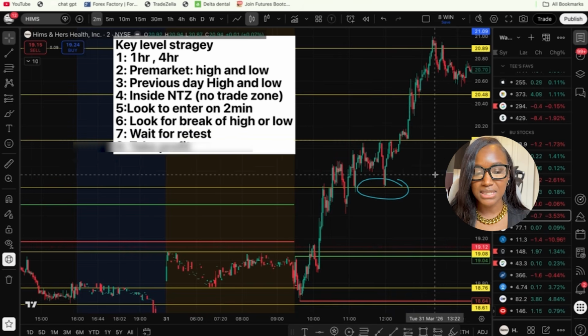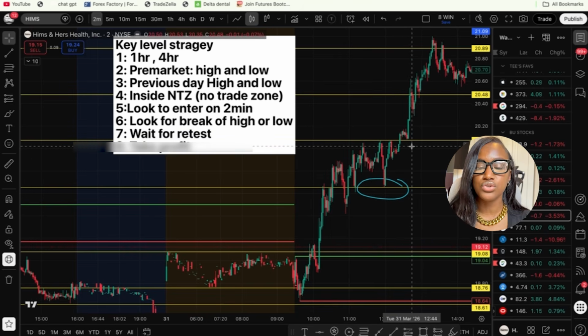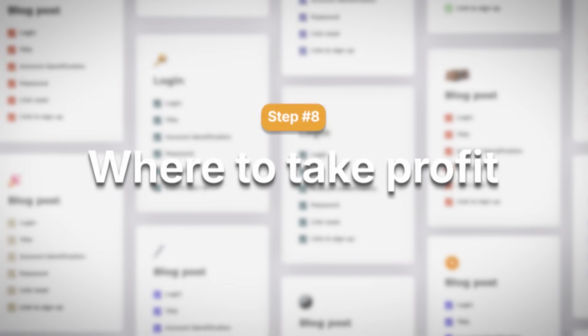And I want you to see how awesome it is to have a roadmap to know not only where you're getting into the trade, why you're getting into the trade, but also where to take profit.